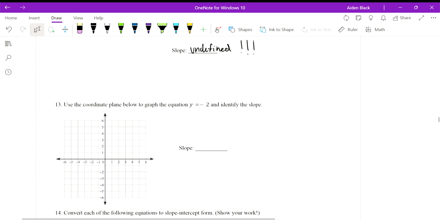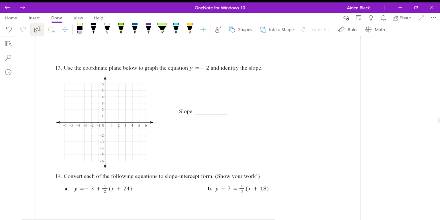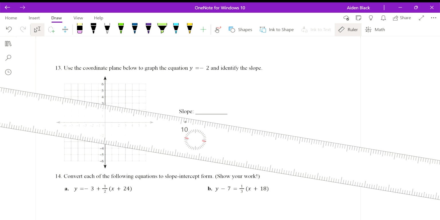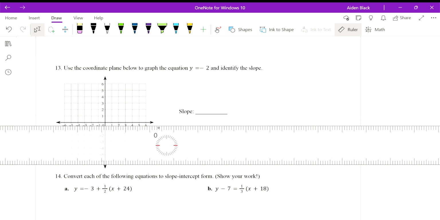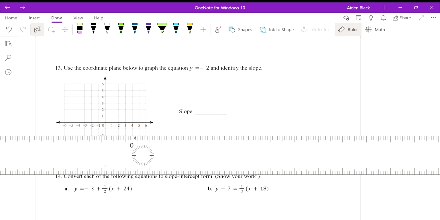Okay, we are now on page 11. Looking at question 13, it says use the coordinate plane below to graph the equation y equals -2. So, -2. This means that for any value I plug in for x, let's say x equals 5. What happens to the function?